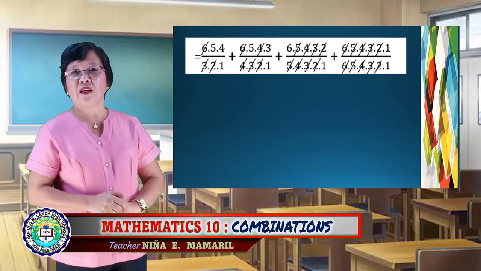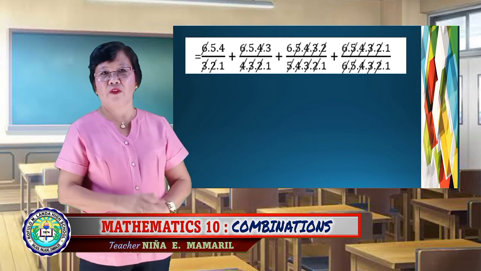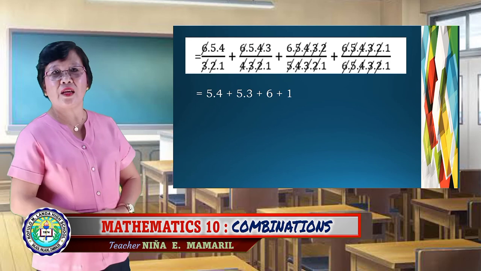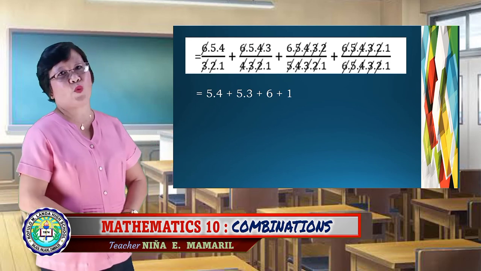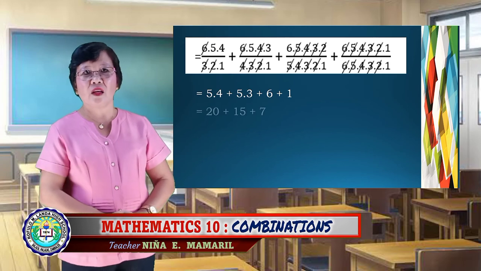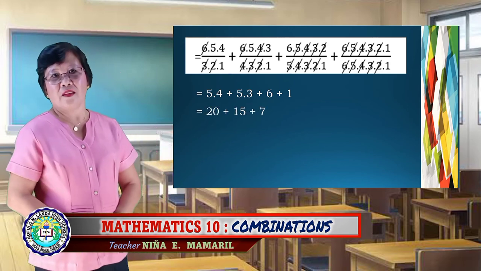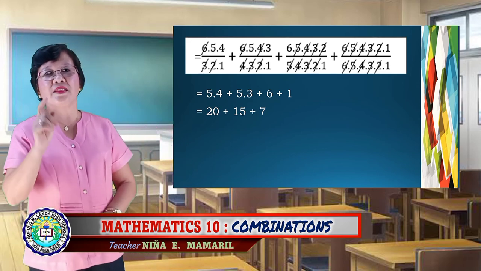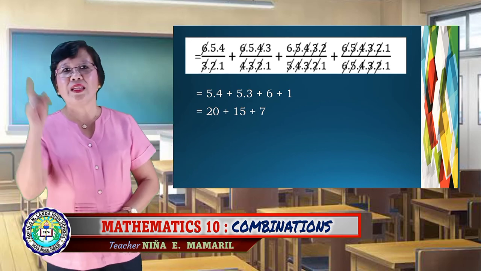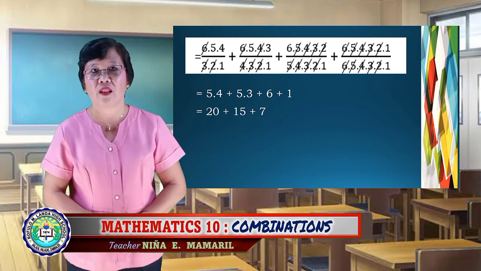And what are the numbers left? On the first set, we have only 5 and 4. Get the product, which is equal to 20. Second set, we have 5 and 3. The product is 15. And in the last one, we have now 6 and 1. We'll give the sum of 7.